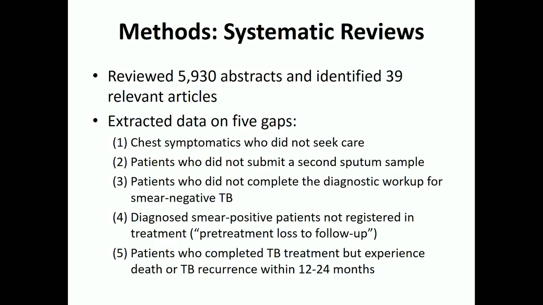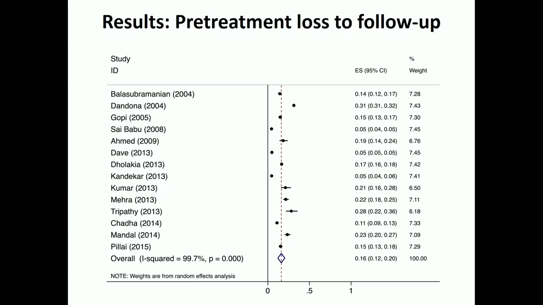So the paper was just recently published. There are actually 4 appendices of systematic reviews. To summarize, out of 6,000 abstracts, we identified 39 relevant studies and extracted data on 5 gaps, which I won't go through, but they'll become evident later on. So this is just one of the gaps. There are several forest plots that informed our estimates.